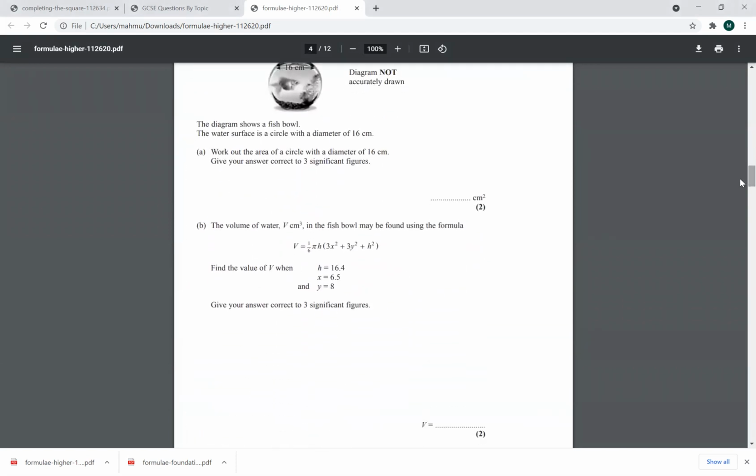Okay. The diagram shows the fishbowl. The water surface is a circle of diameter 16 centimeters. Work out the area of the circle. Give your answer.